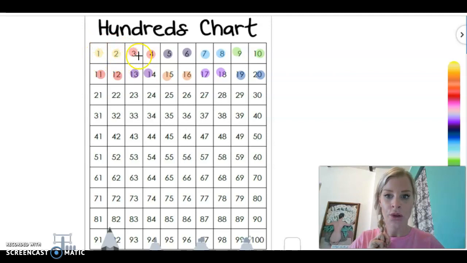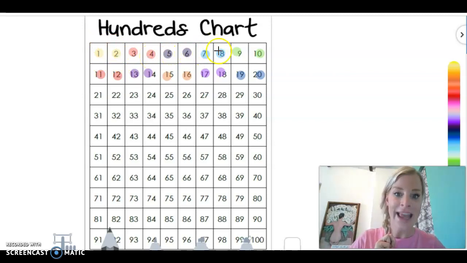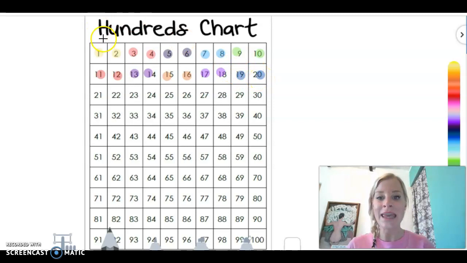2, 4, 6, 8, 10, 12, 14, 16, 18, 20. So we end up skipping over the odd numbers and only saying the even numbers. 2, 4, 6, 8, 10, 12, 14, 16, 18, 20.